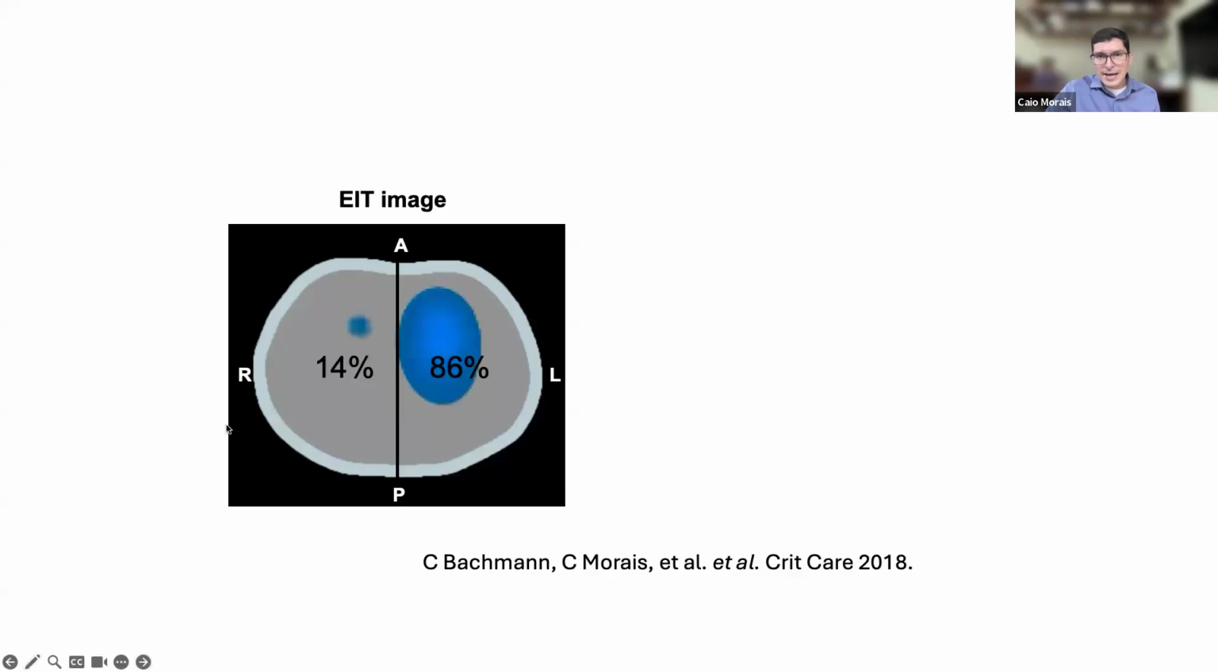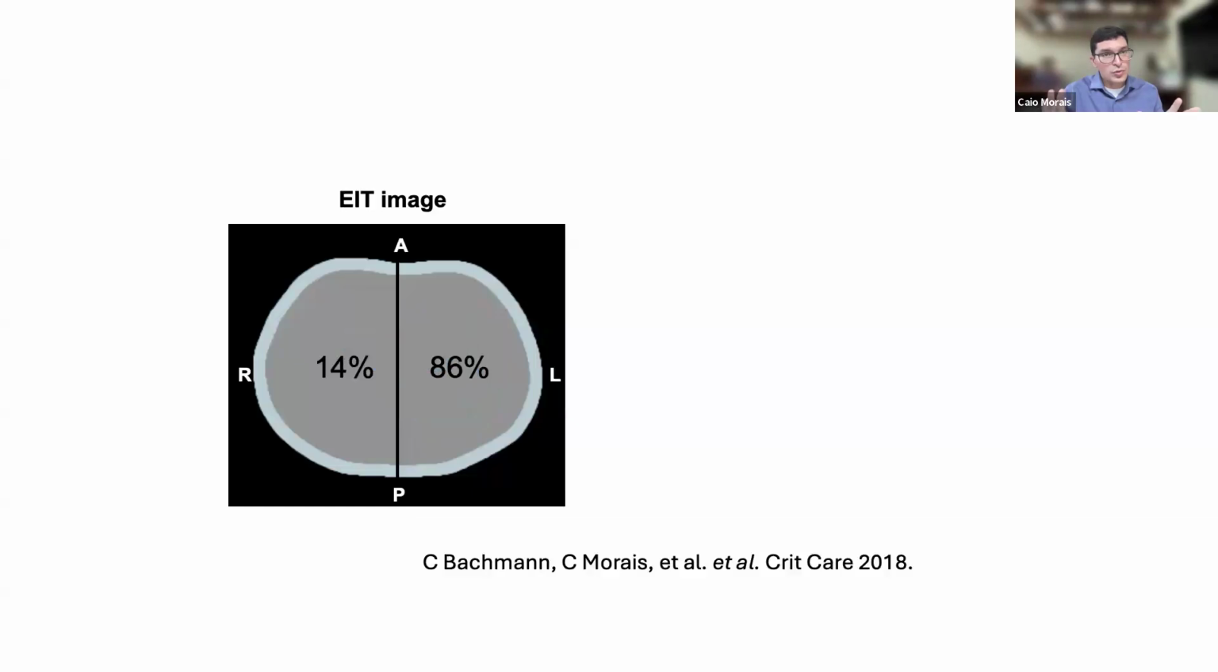Clearly, there is an imbalance in ventilation distribution between the right and the left lung, right? So knowing the validations that I showed you, if we have a heterogeneity like this that is higher than 10 or 15% comparing the lungs, we can be sure that we have something affecting the lung of this patient.